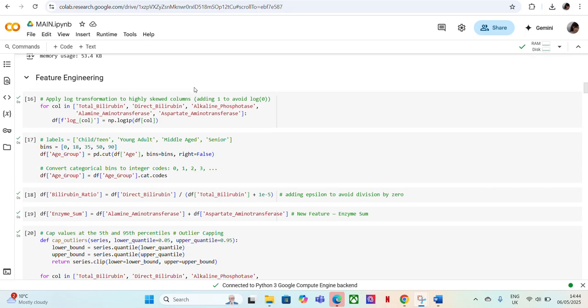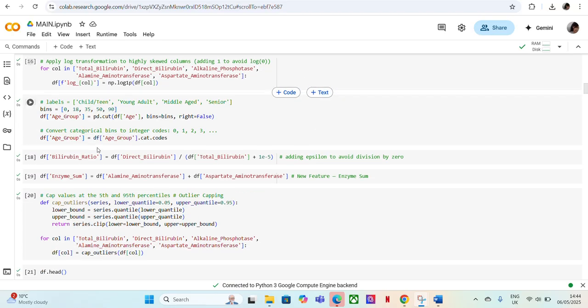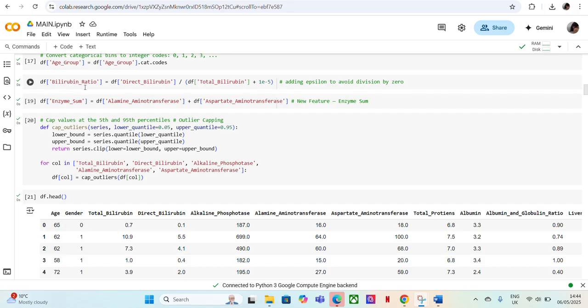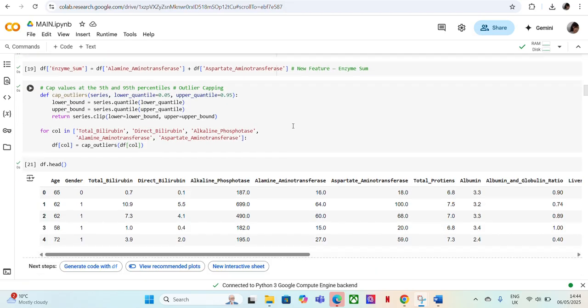Next is feature engineering. Here log is applied for skewness. Then the age group is taken like 0 to 18, 18 to 35, 50 to 90, something like that. Then bilirubin ratio, that is the total direct bilirubin divided by the total bilirubin plus 1e-5. This is adding the epsilon to avoid division by 0. Then enzyme sum, that is a new feature.